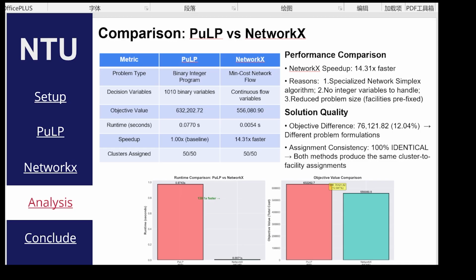Although objective values differ, both methods produce 100% identical cluster to facility assignments, confirming solution correctness. In practice, PULP handles strategic facility allocation decisions, while Network C provides rapid tactical optimization. Together, they form an efficient two-stage framework.